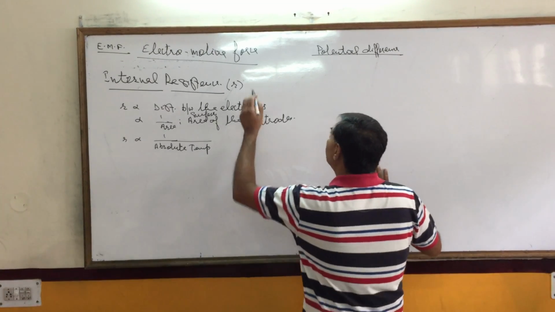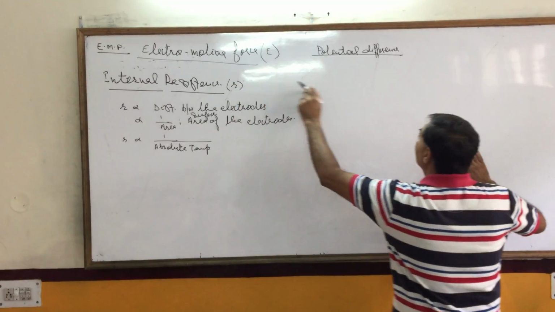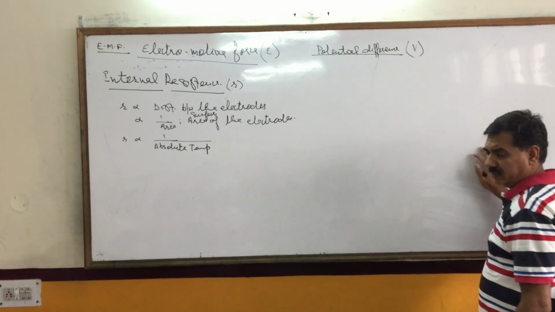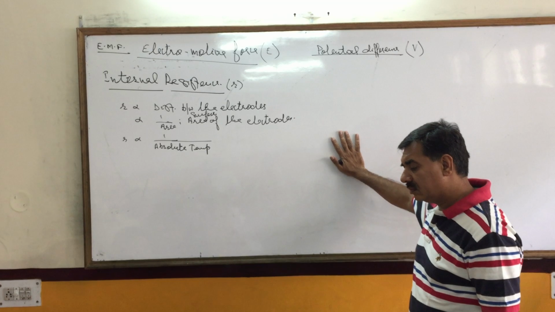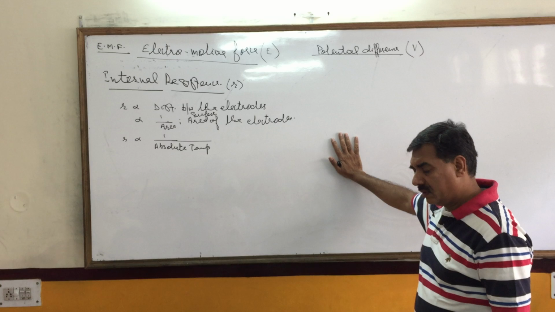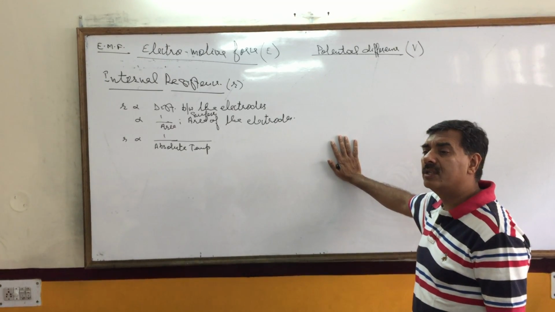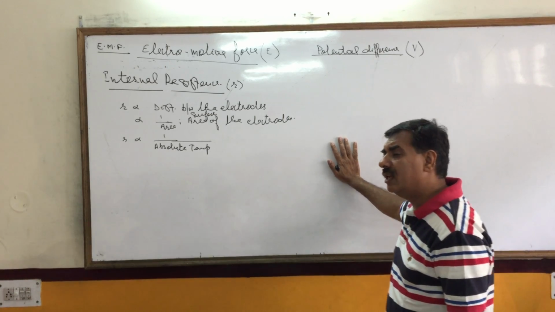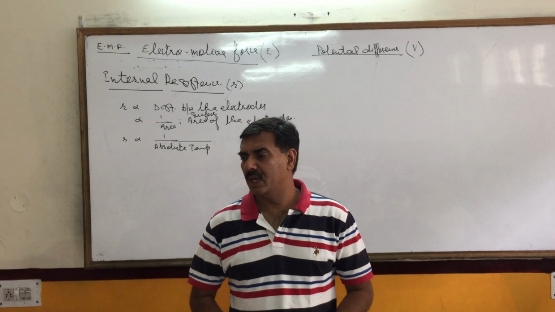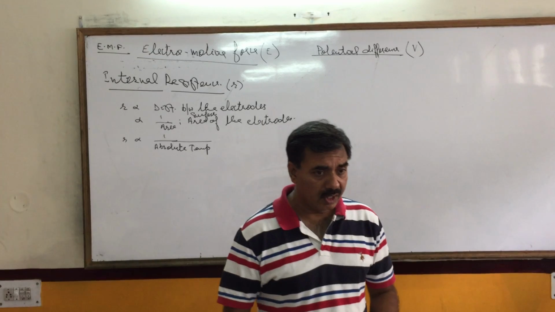Write electromotive force as E, with internal resistance r in brackets, and potential difference as V. So once again, electromotive force is the potential difference between the electrodes of the cell for an open circuit. And potential difference is when we are drawing current.